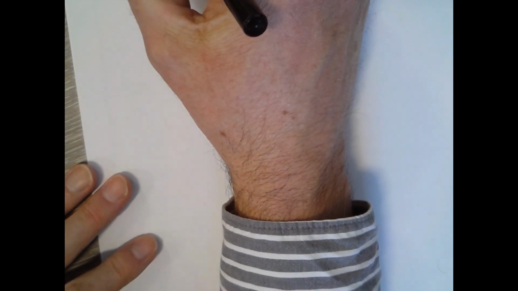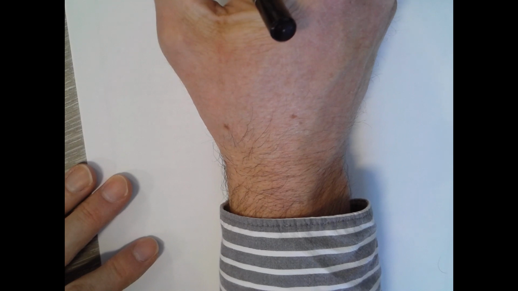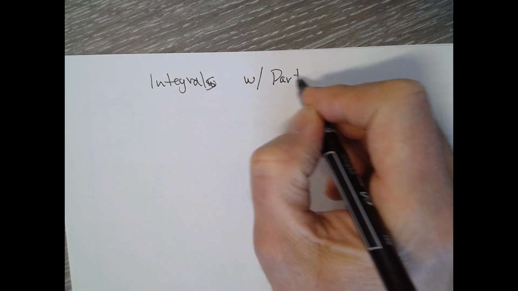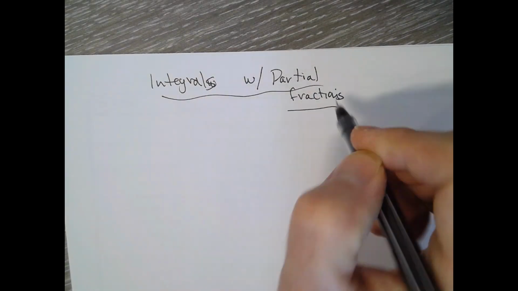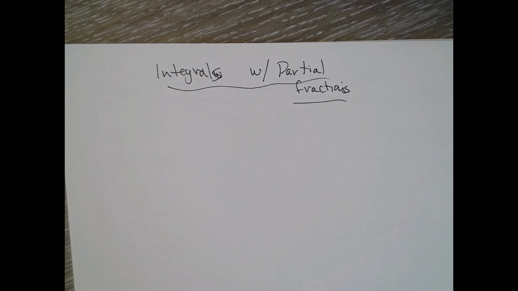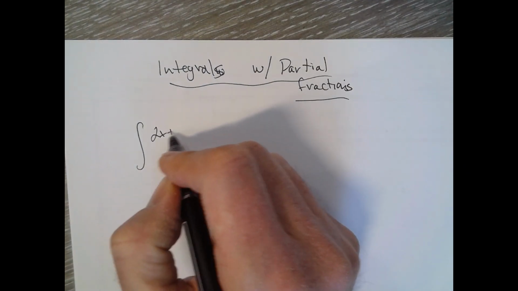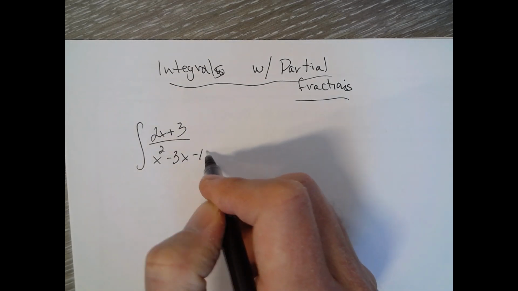Okay. So this is integrals with partial fractions. That's the abbreviated title. We're going to use partial fraction decomposition to evaluate integrals, is what we're actually going to do. So if I have the integral of 2x plus 3 over x squared minus 3x minus 10 dx.